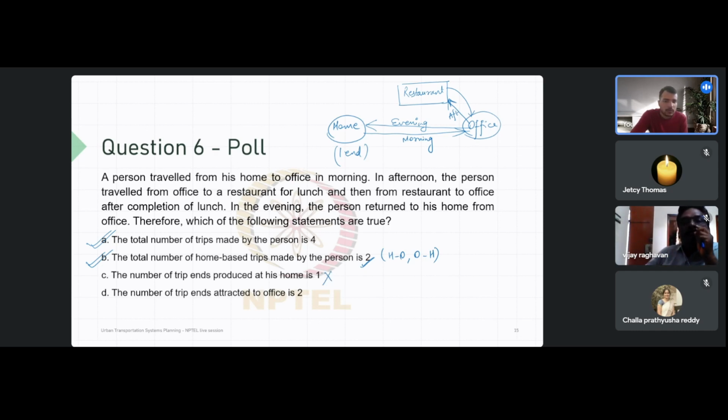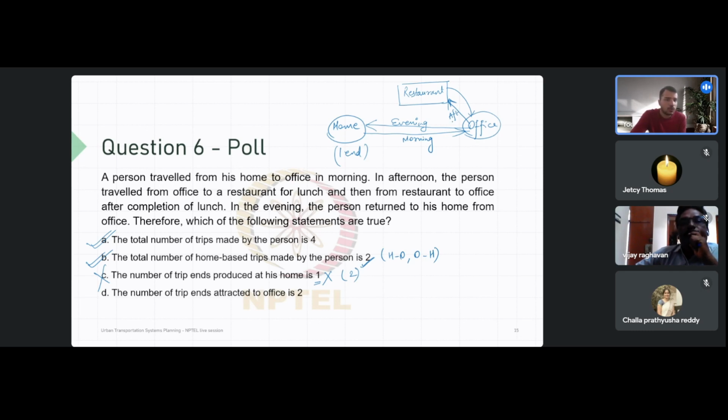Total number of trip ends produced at his home is 1. This is not correct because, as I discussed in the overview slide, whenever one end of the trip is home, the production will always be at home, no matter the order of the trip. If one end is home, the production will be at home and the attraction will be at whatever is the other end. It can be office, market, restaurant, whatever. So for the two trips we can see here, home to office and office to home, one end is home, so for both those trips the production will happen at home. So it's not just one trip, it will be 2 trips. So C is incorrect.